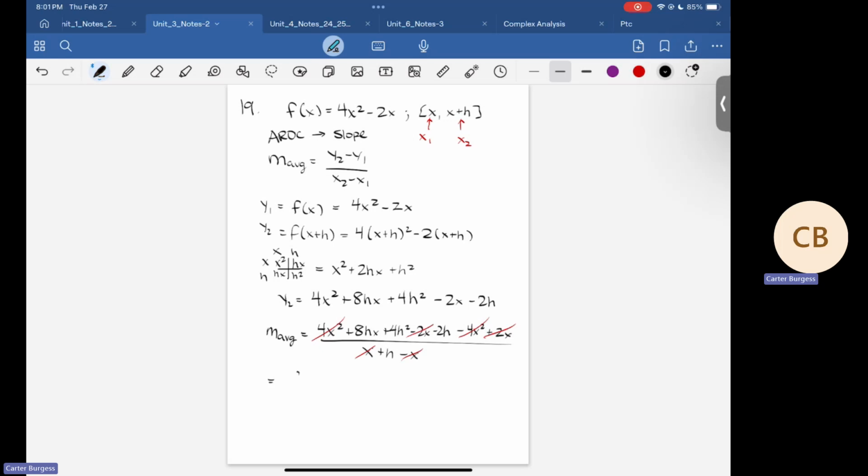We end up with 8hx + 4h² - 2h all divided by h. This h is distributing, and when it does, it's going to cancel here, here, here, here. We end up with 8x + 4h - 2.